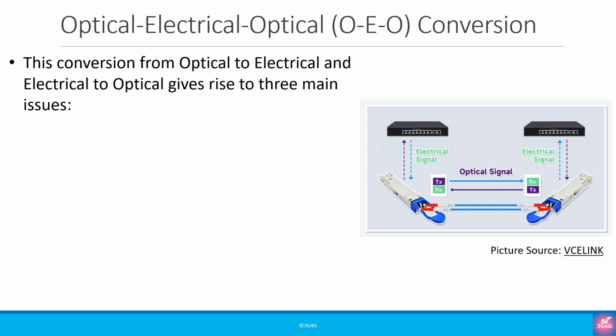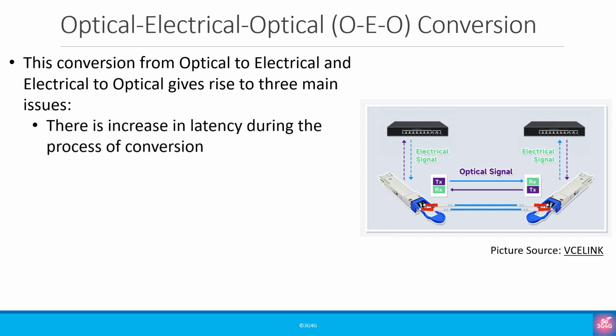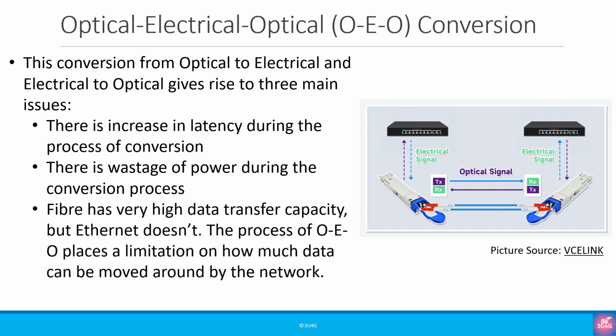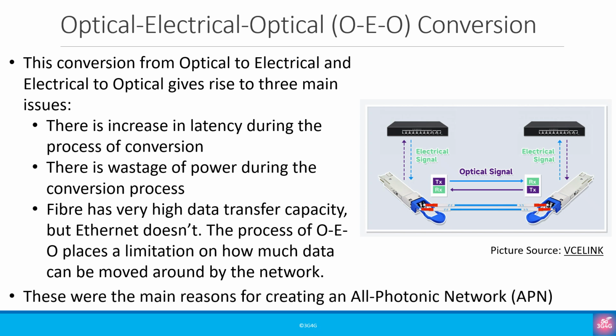The process of optical to electrical conversion gives rise to three main issues. First, latency increases due to the conversions between the optical and electrical domains. Second, there is waste of power during the conversion process. Third, the amount of data that can be transmitted is significantly reduced because Ethernet cannot carry as much data as fiber. These were the main reasons behind the creation of the All-Photonics Network or APN.